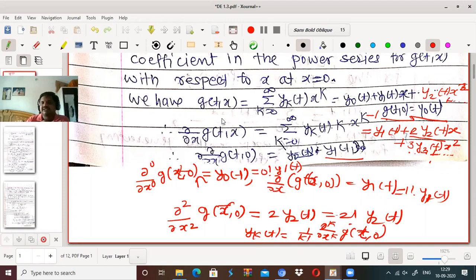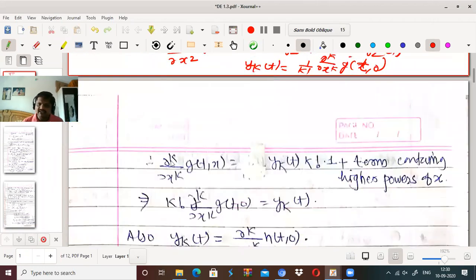The coefficients of a generating function will be known if the generating function is given to you, isn't it? And after that, if the generating function is known, you know y0, y1, y2 and so on. You can write g(t, x) in the form y0(t) plus y1(t) into x plus y2(t) into x squared and so on. Likewise, the kth derivative becomes k factorial into y_k(t) plus terms containing higher powers of x.